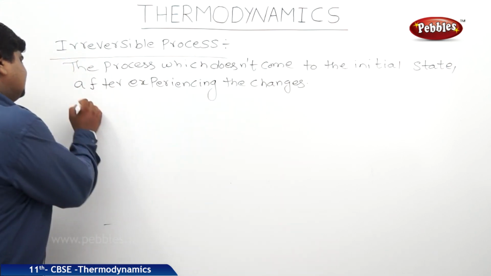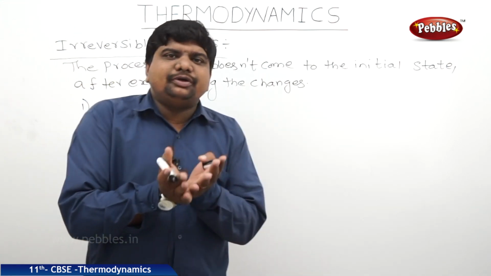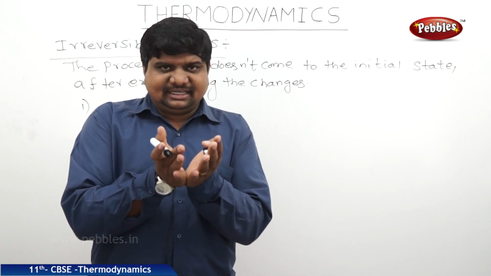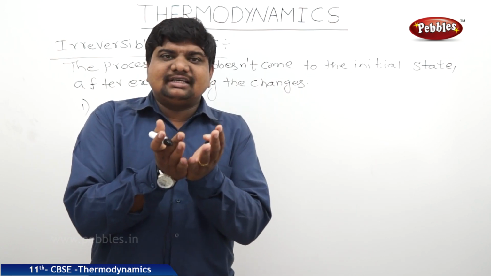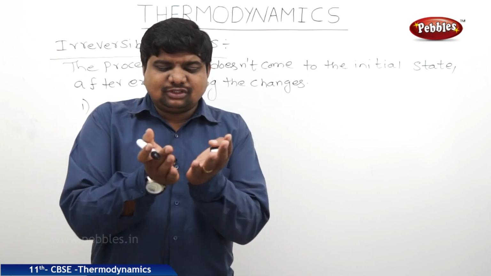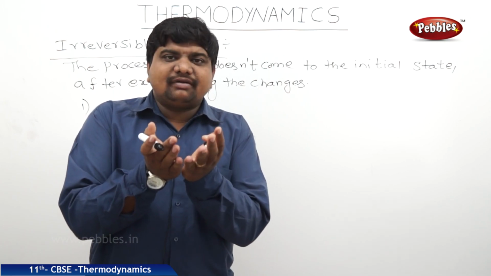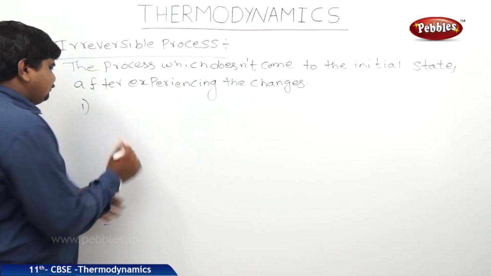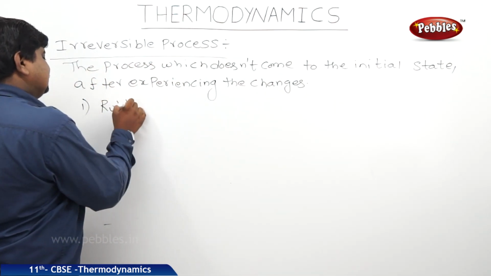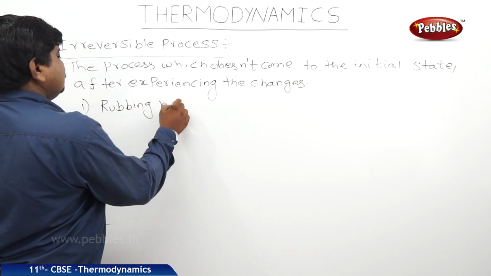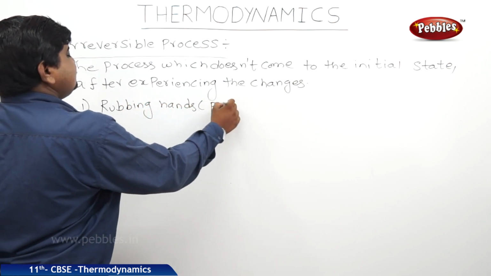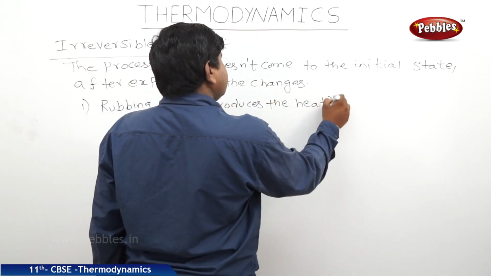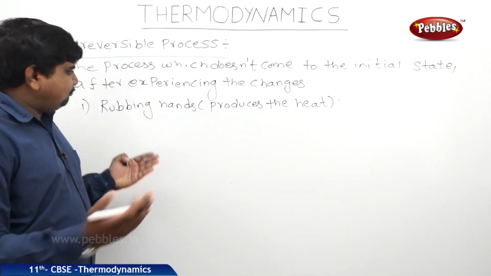What are the examples? We are rubbing our hands to produce heat. Means these two hands are moving against each other to overcome the friction. Because of overcoming the friction, heat is produced. But we are not moving our hands to experience the heat in the forward direction. That is said to be an irreversible process. So rubbing hands produces the heat, but heat is not bringing the hands closer.